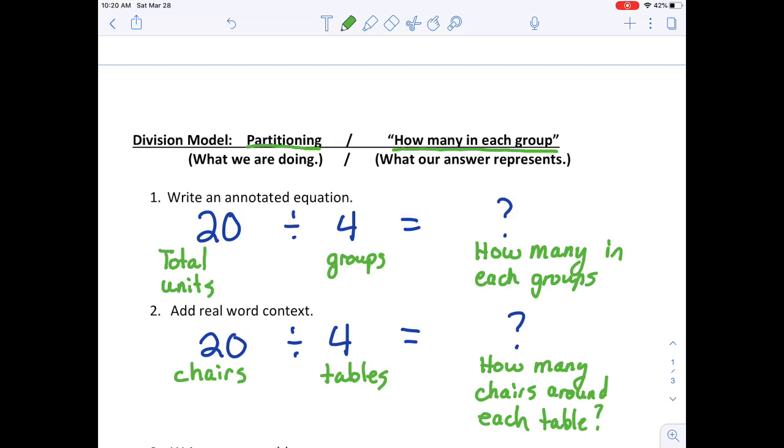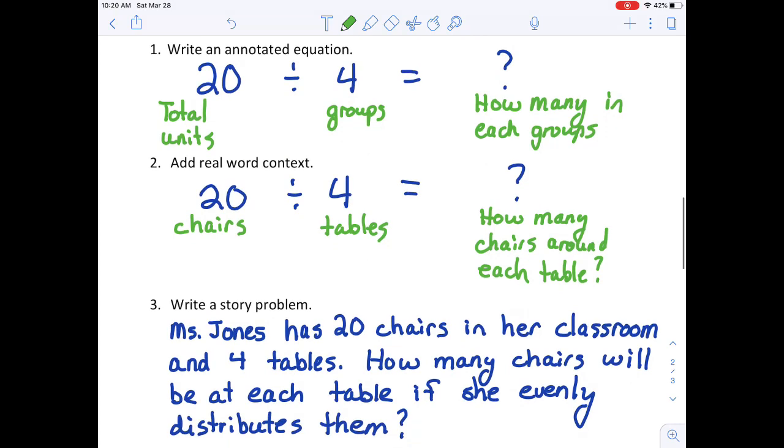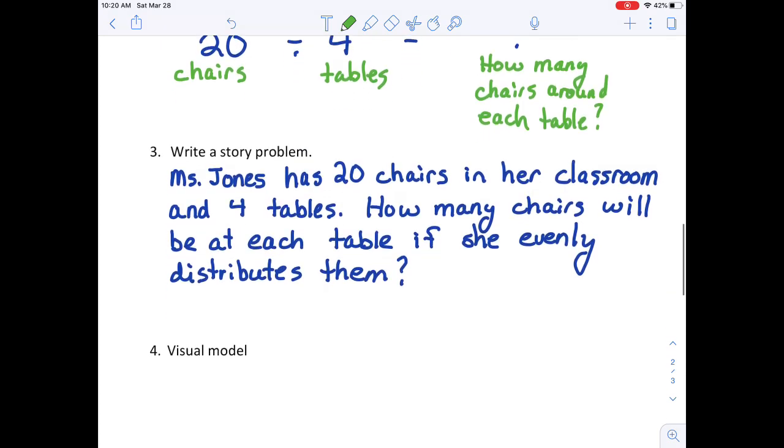Now we just form this into a little paragraph or a couple of sentences for my real-world context. Ms. Jones has 20 chairs in her classroom and 4 tables. How many chairs will be at each table if she evenly distributes them? All right, let's go for a visual model.